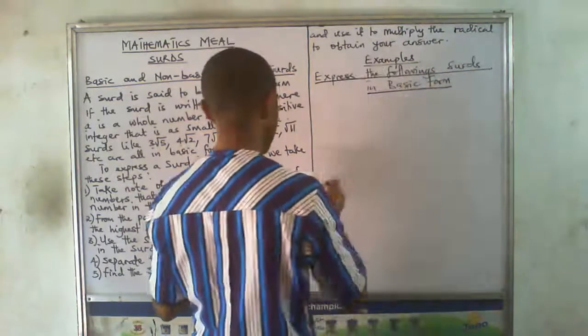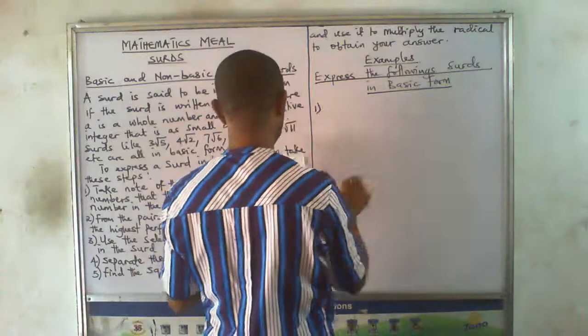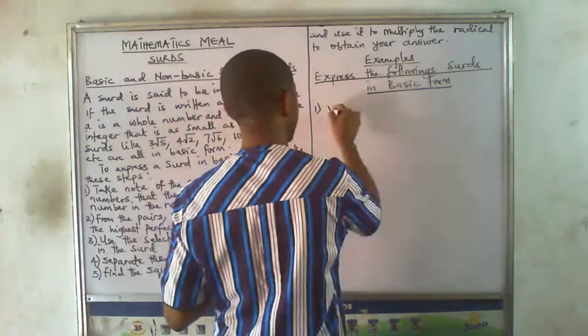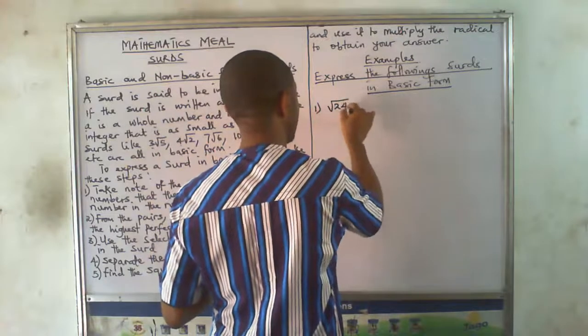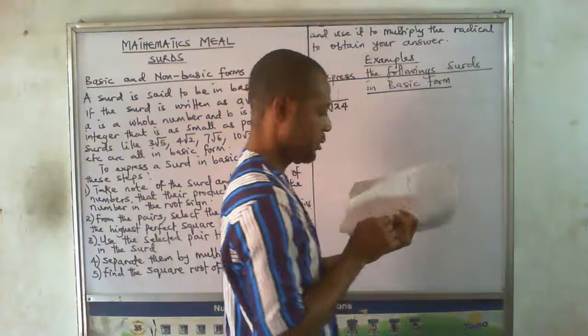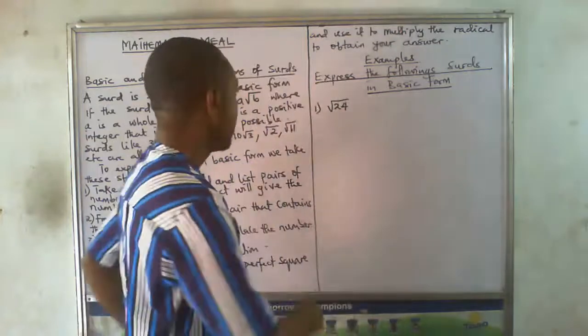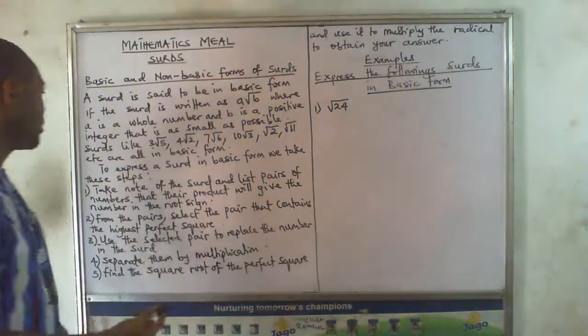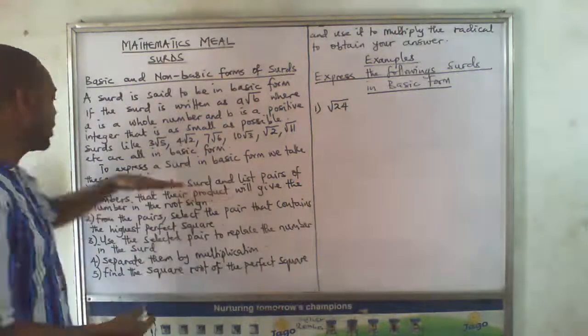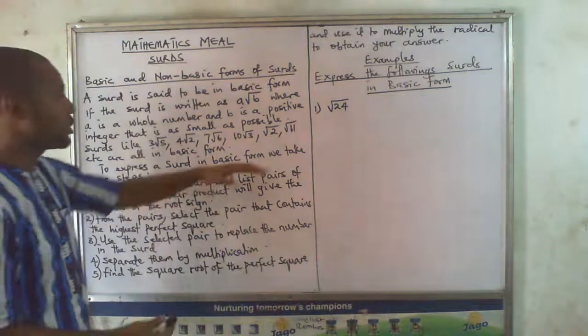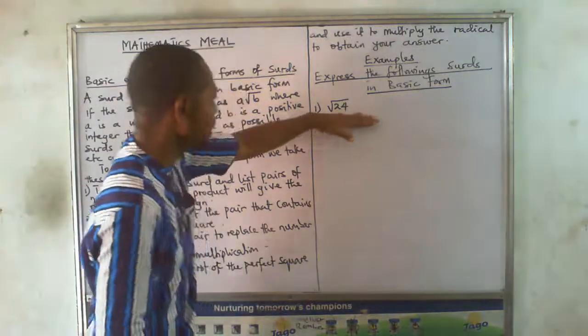Okay, let's take the first one. We have square root of 24. Now for us to express a surd in basic form, we take these steps. Take note of the surd, so the surd given to us, that's the surd.